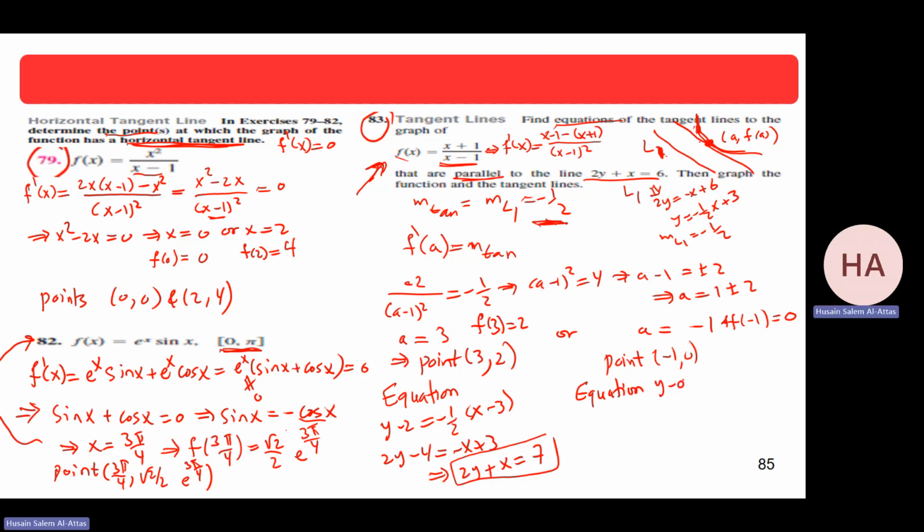y minus 0 equals minus half (x plus 1). In other words, 2y, multiplied by 2, plus x will be equal to minus 1. Okay. 2y plus x equals minus 1. And that will be the second equation of the line.